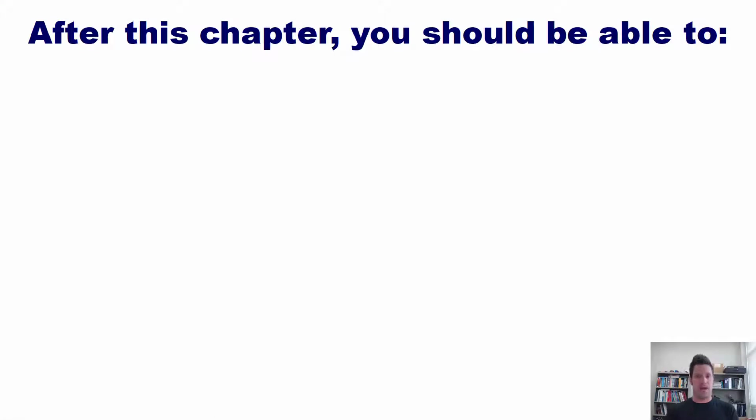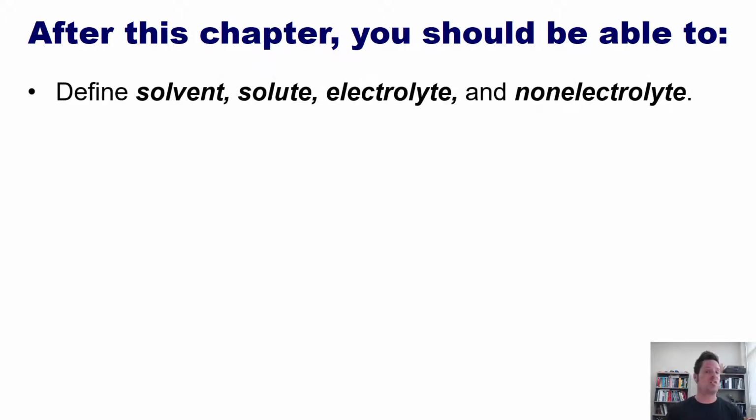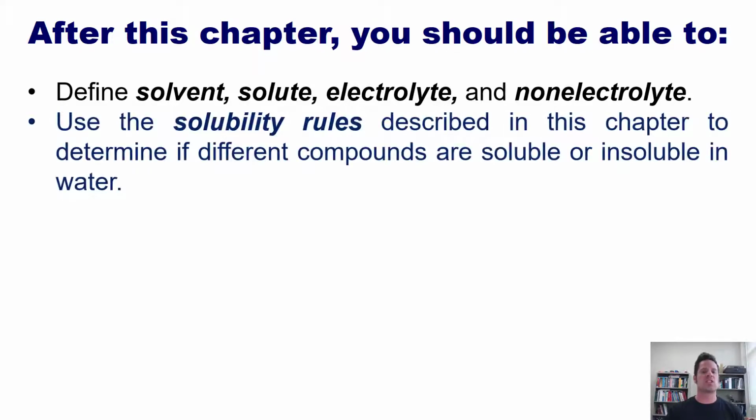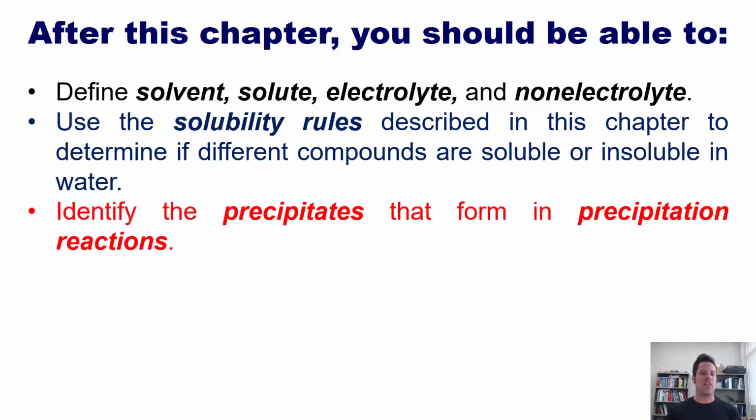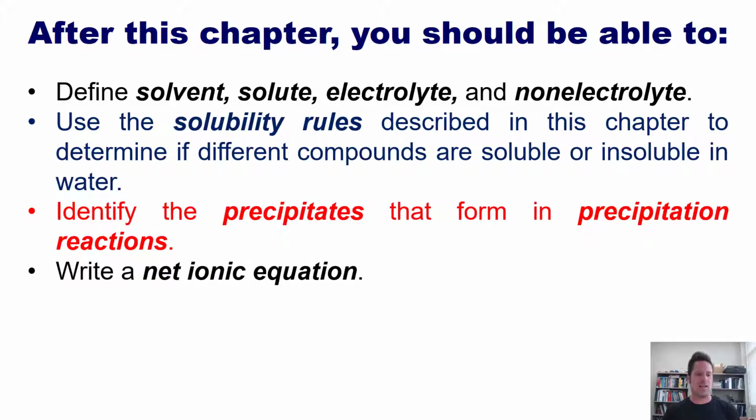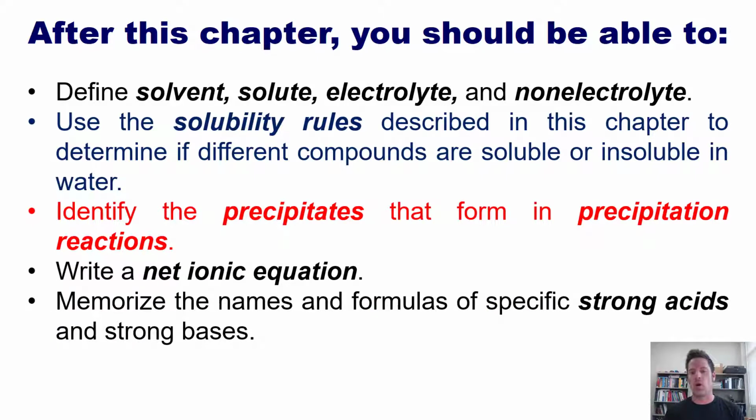So after this chapter, not just this video, but all of my Chapter 4 videos that will ensue, you should gain the following skills. In other words, after this chapter, you should be able to define the terms solvent, solute, electrolyte, and non-electrolyte. Use the solubility rules that we will describe in this chapter to determine if different compounds are soluble or insoluble in water. Identify the precipitates that form in precipitation reactions. Write a net ionic equation. And memorize the names and formulas of specific strong acids and strong bases.